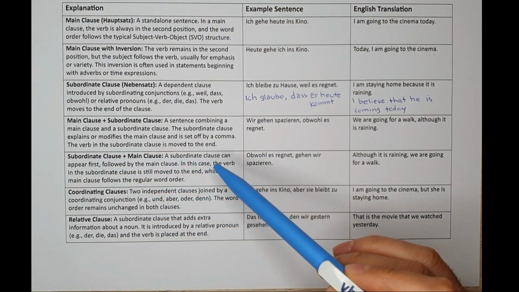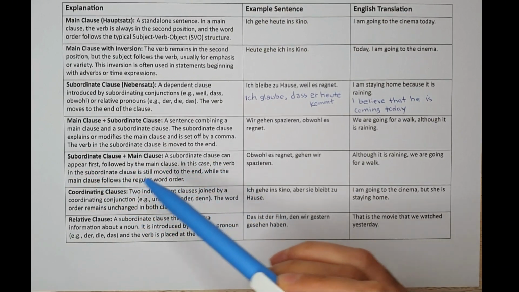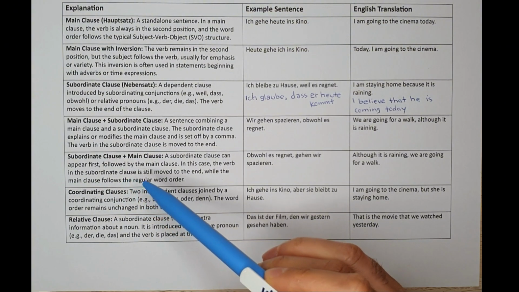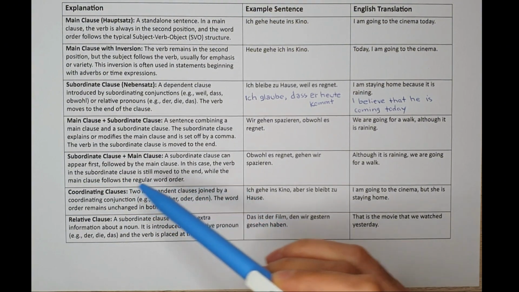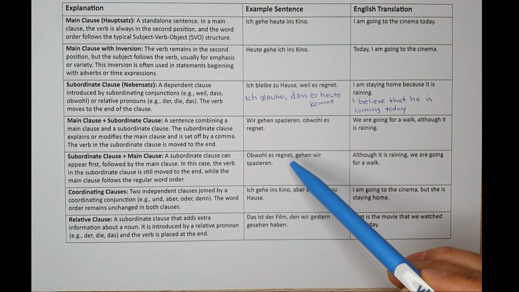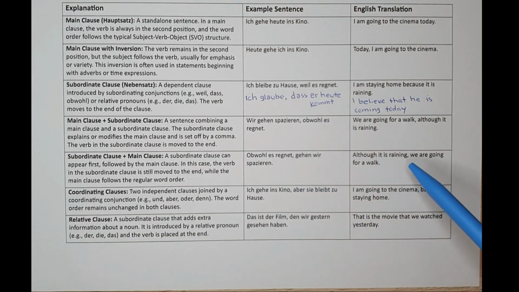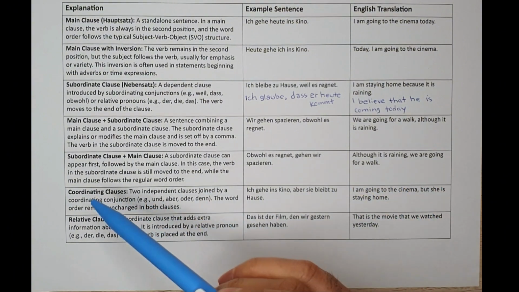The subordinate clause can appear first, followed by the main clause. In this case, the verb in the subordinate clause is still moved to the end, while the main clause follows the regular word order. Obwohl es regnet, gehen wir spazieren. Although it is raining, we are going for a walk.